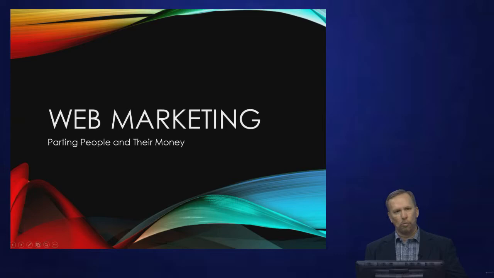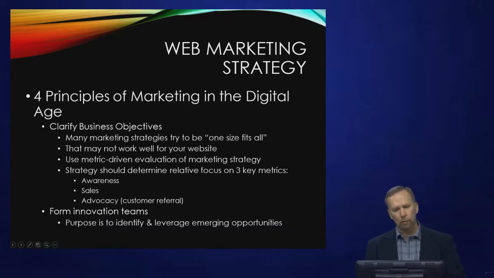So we want to talk a little bit about how web marketing your website differs from what you might do in a traditional campaign and marketing campaign. I like to call this how to part people and their money. When we think about marketing a website, there's 4 principles for marketing in the digital age that kind of apply to both planning our website and how we're going to get people to find us and notice us, and also as how we market products from our website to people.